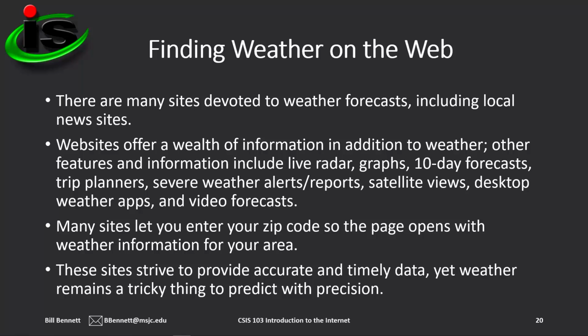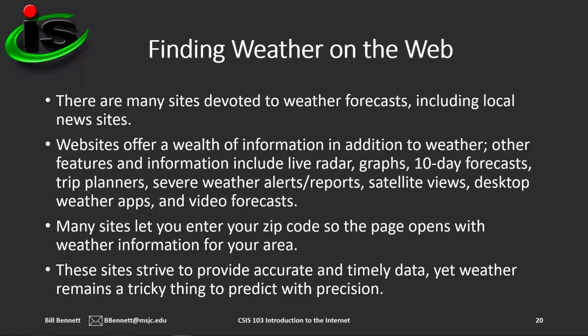You may find that different weather sources will display varying information, like the temperature for the same location. There are many sites devoted to weather forecasts, including local news sites. Websites offer a wealth of information in addition to the weather. Other features and information include live radar, graphs, 10-day forecasts, trip planners, severe weather alerts and reports, satellite views, desktop weather apps, and video forecasts.